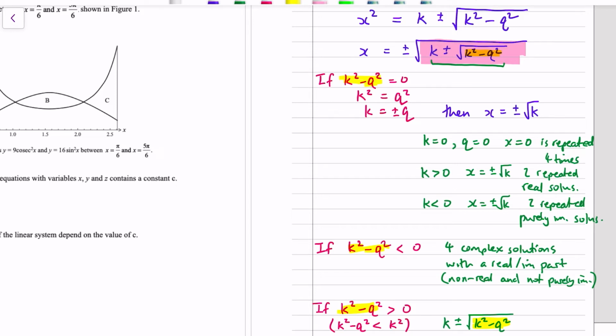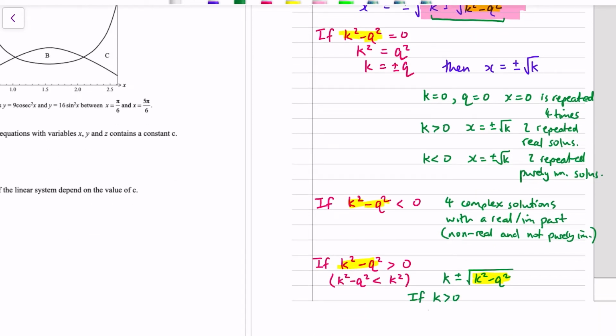So if k is a positive number, then no matter what q is, so long as k squared minus q squared is greater than 0, then k plus or minus root k squared minus q squared is always going to be greater than 0, because we're adding and subtracting from k something that is less than k. Can't be negative. In that case, there's 4 real solutions.